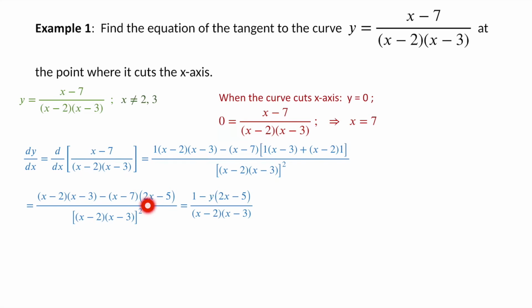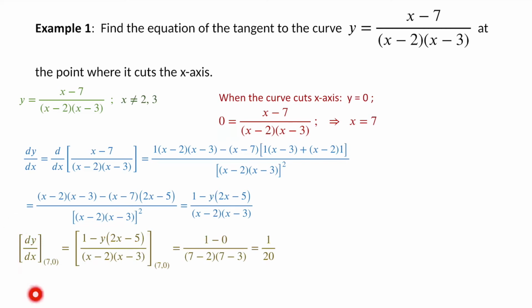further. What we have done here is we have divided both the numerator and denominator of this expression by x minus 2 multiplied by x minus 3. So that's how we got rid of the square here in the denominator, and in the numerator we got this 1 here, and then here we could get y, because we know that y equals x minus 7 divided by x minus 2 and x minus 3. So that's how we got y here, and that probably just simplifies the calculation.